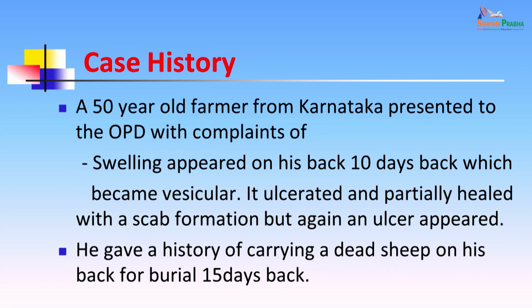The typical case history of this malignant pustule: a 50-year-old farmer from Karnataka presented to the OPD with complaints of swelling which appeared on his back 10 days back. It became vesicular, ulcerated and partially healed with a scab formation, but again an ulcer appeared and it refused to heal. He gave a history of carrying a dead sheep on his back for burial 15 days back.